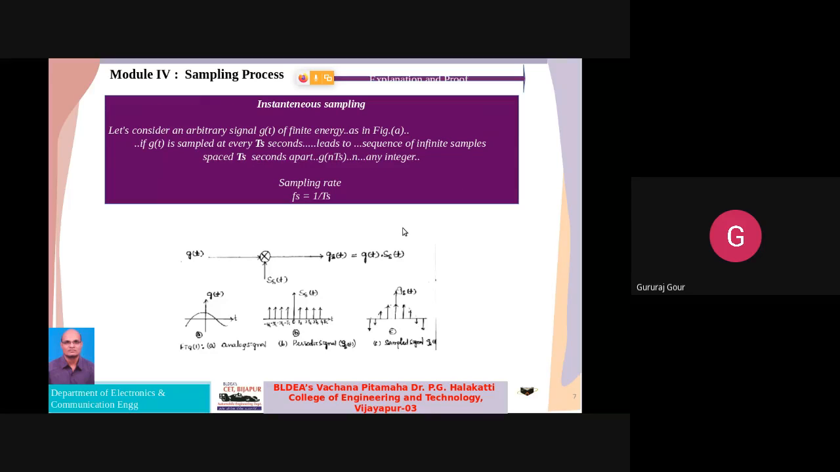So let us see its mathematical discussion. We will continue with the instantaneous sampling here, a low frequency kind of sampling. Let us consider an arbitrary signal g of t as it has been shown in the block diagram here. Arbitrary means one randomly varying analog signal, randomly having the shape. Having finite energy as shown in the figure, we will consider here. This one we want to convert into digital using this instantaneous sampling process.